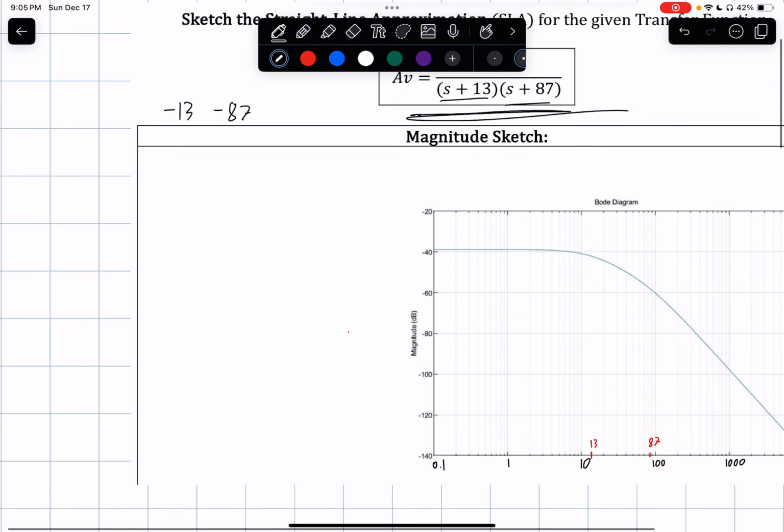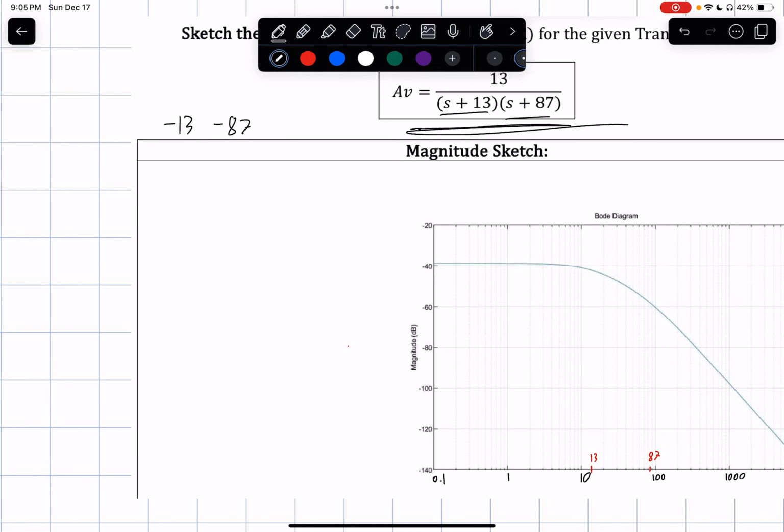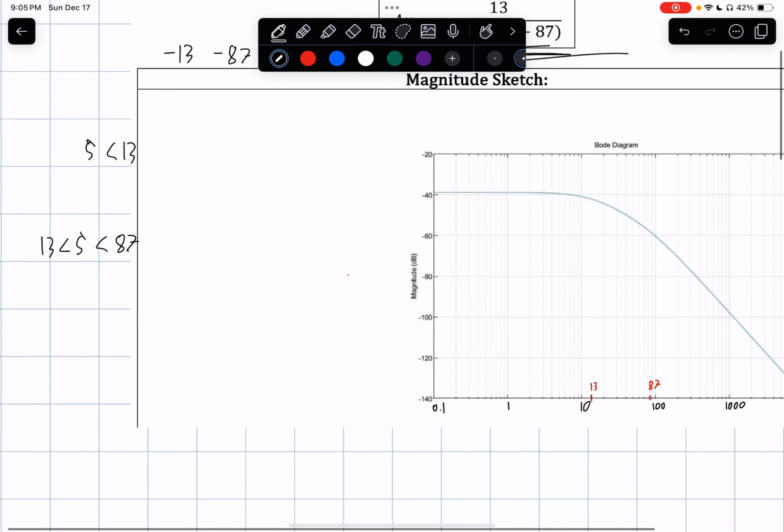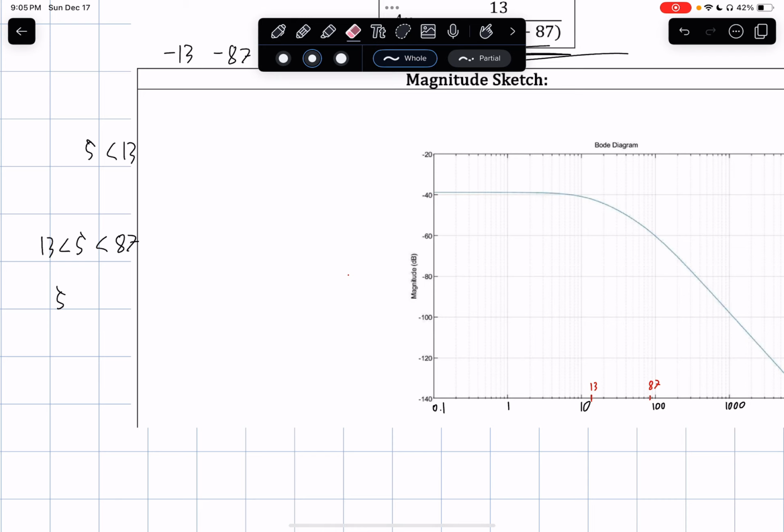To start with, I'm going to create intervals around each of these zeros. So we're going to start with s is less than 13. And we're going to do 13 is less than s, so from 13 to 87. And then we're going to do s greater than 87. Okay, there we go. So we've got three intervals now.